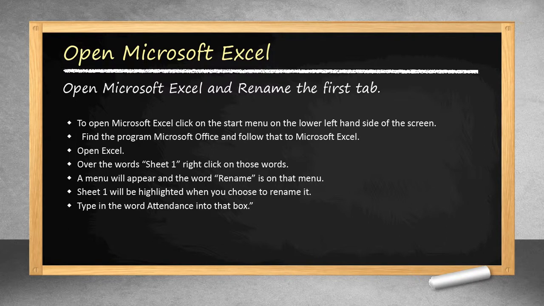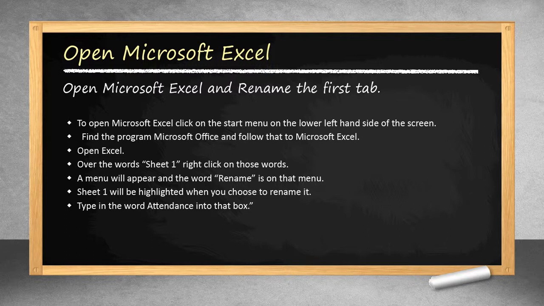To open Microsoft Excel, click on the Start menu on the lower left-hand side of the screen. Find the program Microsoft Office and follow that to Microsoft Excel. Open Excel. Over the word Sheet 1, right-click on those words. A menu will appear and the word Rename is on that menu. Sheet 1 will be highlighted when you choose to rename it. Type the word Attendance into that box.